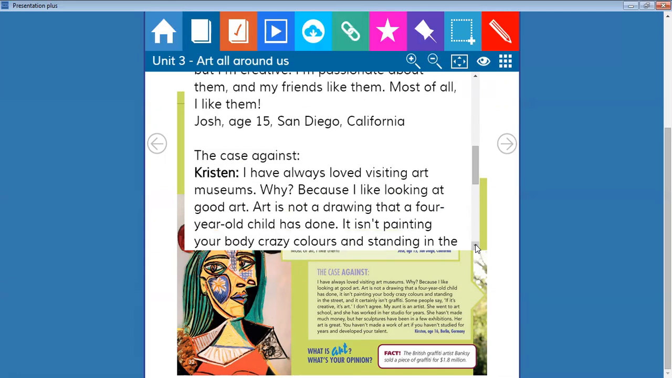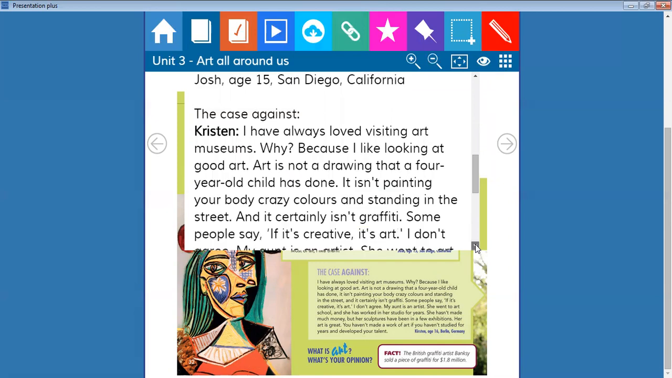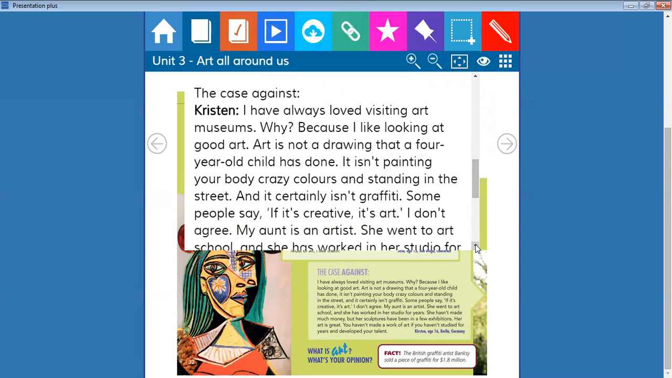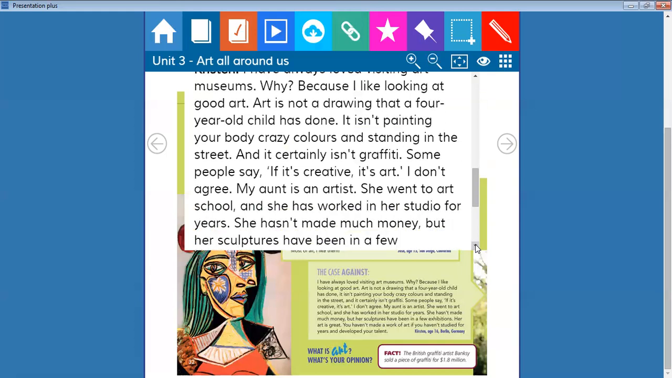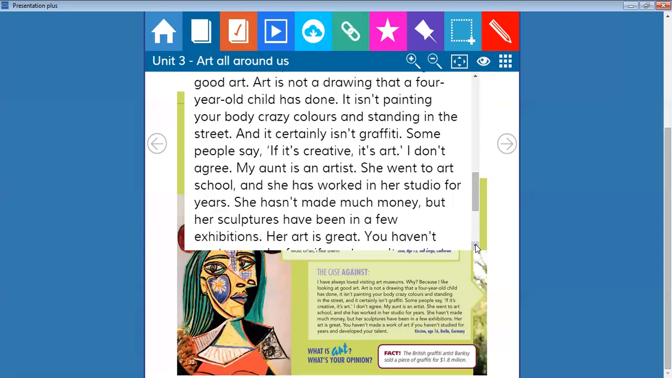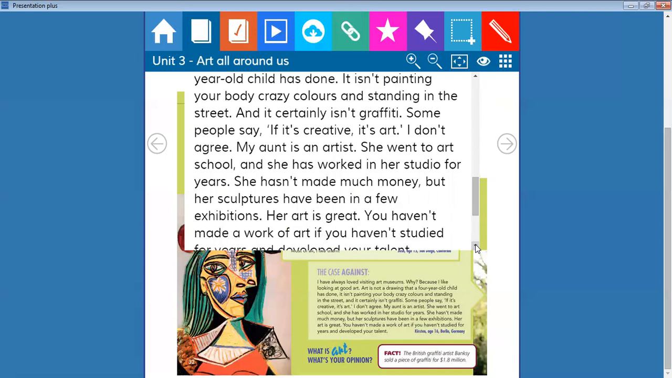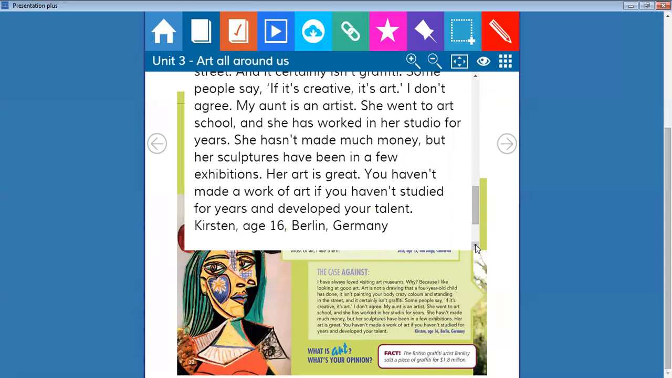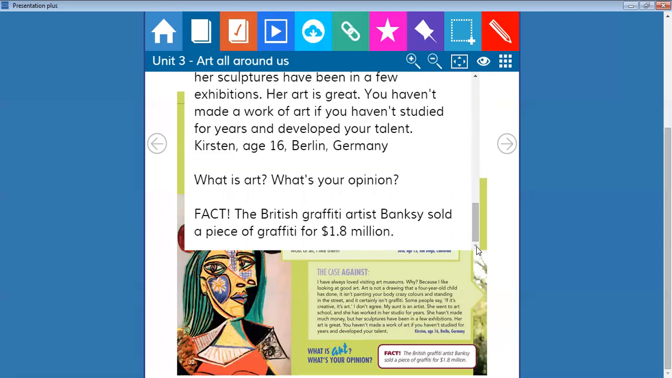The case against. I have always loved visiting art museums. Why? Because I like looking at good art. Art is not a drawing that a 4-year-old child has done. It isn't painting your body crazy colours and standing in the street. And it certainly isn't graffiti. Some people say, if it's creative, it's art. I don't agree. My aunt is an artist. She went to art school, and she has worked in her studio for years. She hasn't made much money, but her sculptures have been in a few exhibitions. Her art is great. You haven't made a work of art if you haven't studied for years and developed your talent. Kirsten, age 16, Berlin, Germany. What is art? What's your opinion? Fact. The British graffiti artist Banksy sold a piece of graffiti for $1.8 million.